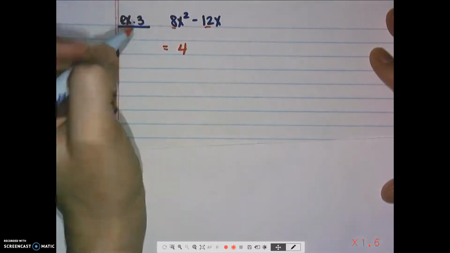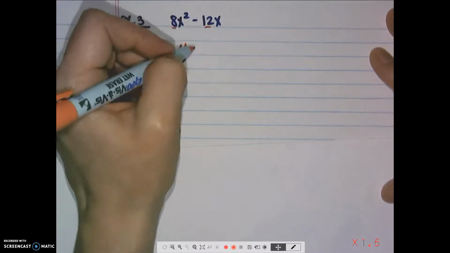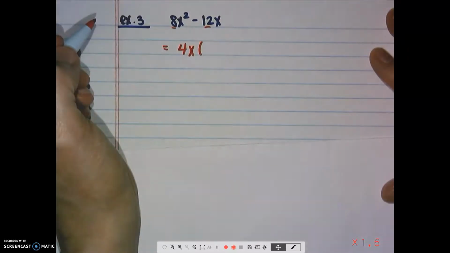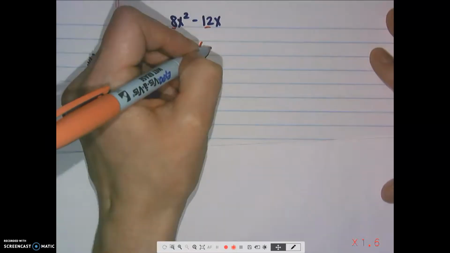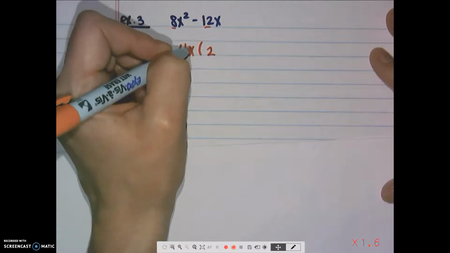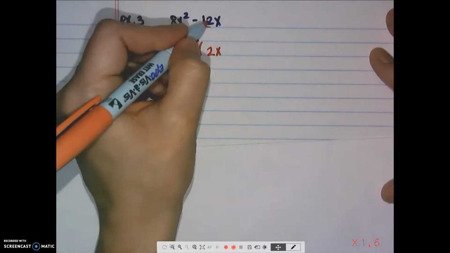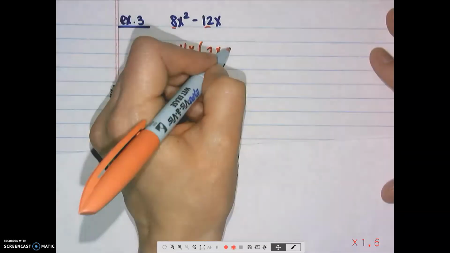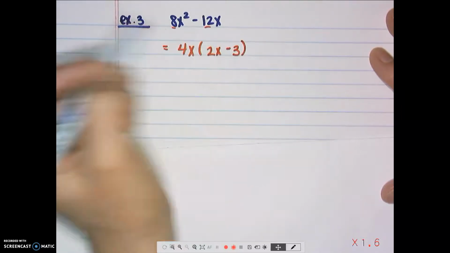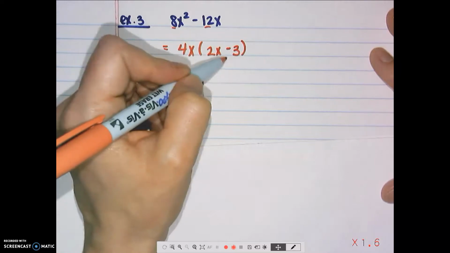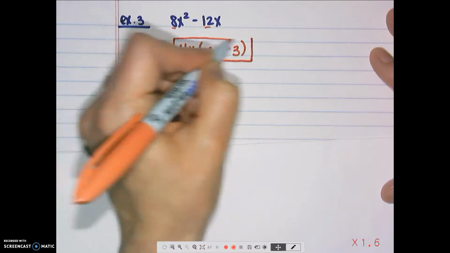X squared and x, so x squared means we have 2 x's, x just means we have 1, so we could take 1x away from both of them. 8 divided by 4 is 2. We had x squared, we got rid of an x, so that leaves us with 1x left. Negative 12 divided by 4 is a negative 3. We had 1x, we got rid of it. 2x minus 3, there's nothing else left inside that they have in common. So there's our answer.